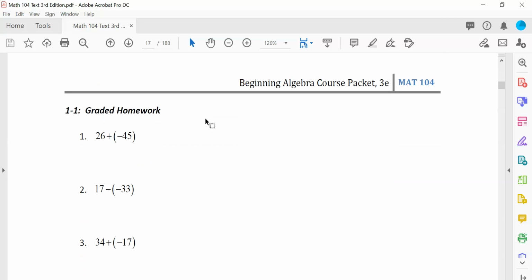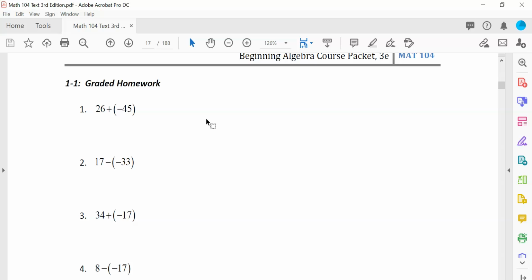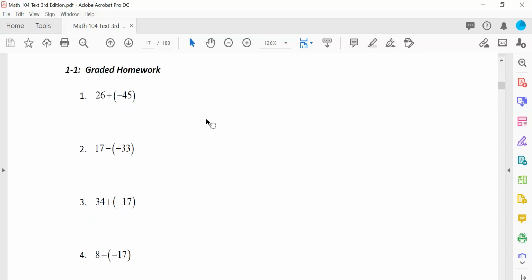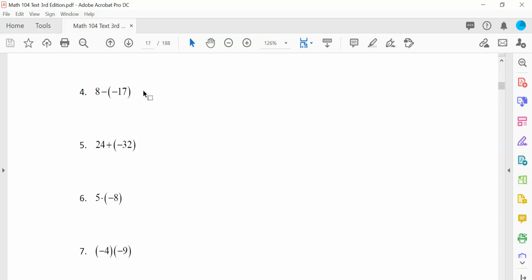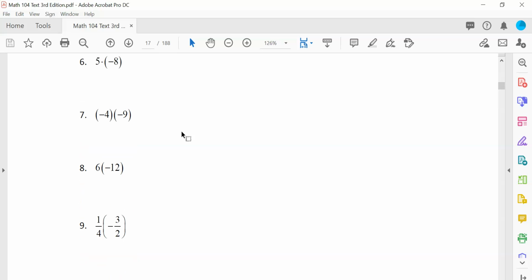Now, the other section that every lesson will end with is graded homework. Normally in an in-seat class, I would have you tear out these pages and turn them in. But because we're online, what I've done is created a Moodle online. And 1.1 graded homework is due at the end of the first week. And it'll be these exact same problems for 1.1, just in a Moodle quiz format.